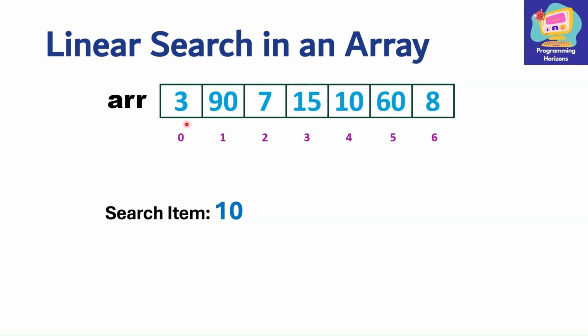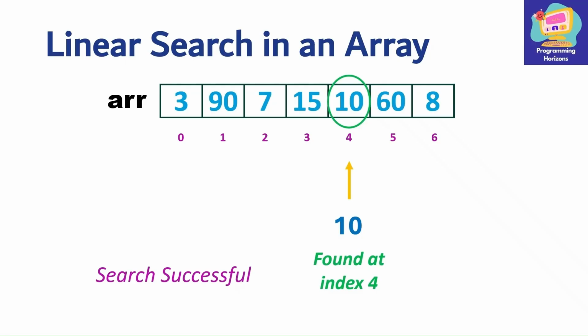We start with 3. Is 3 equal to 10? No. Is 90 equal to 10? No. So we move to 7. Is 7 equal to 10? No. So we move to 15. Is 15 equal to 10? No. So we move to index 4. Is 10 equal to 10? Yes. So therefore, value 10 is found at index 4 and therefore our search is successful.